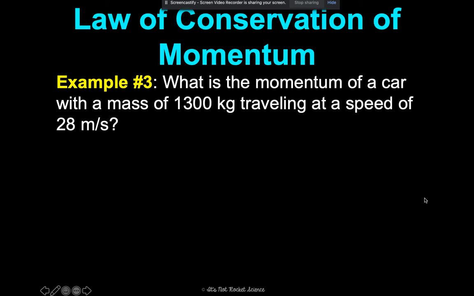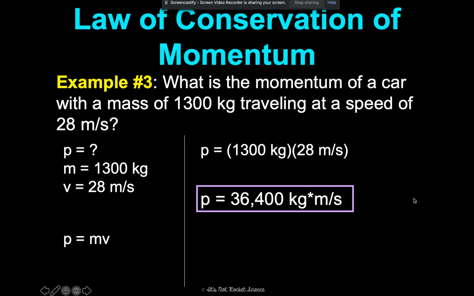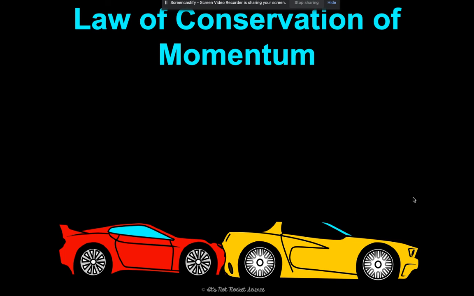So for example, what is the momentum of a car with a mass of 1,300 kilograms traveling at a speed of 28 meters per second? So we're looking for momentum. We have a mass. We have our velocity. We're going to use this equation, so we're going to go ahead and plug that in. 1,300 times 28 gives us 36,400 kilograms times meters per second.